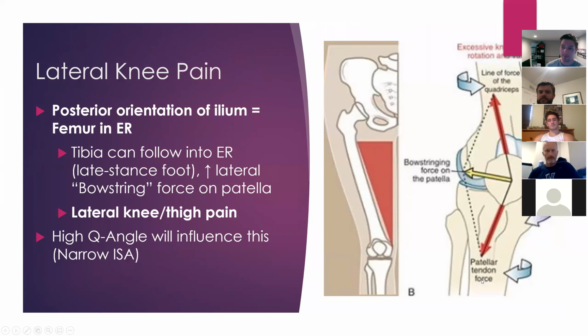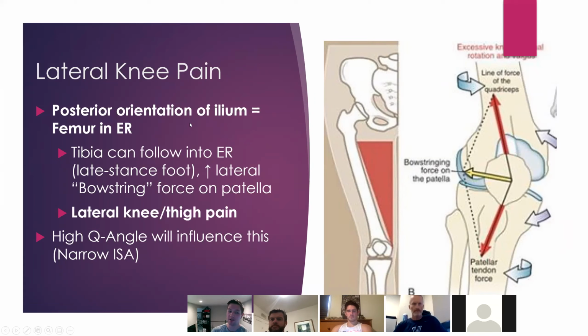Within lateral knee pain, you're going to see a posterior orientation of that ilium in most cases. And you're going to see the tibia start to go into a lot of external rotation alongside with the femur. So everything's going into ER here. Now, if you pay attention to that image on the right, you can see that as that bowstring force is pulling that kneecap laterally, you're going to have a lot of stress within the lateral compartment. So therefore, you're going to see a lot of lateral knee and thigh pain in people who have a big external rotation bias. And that's going to be influenced by their Q angle.